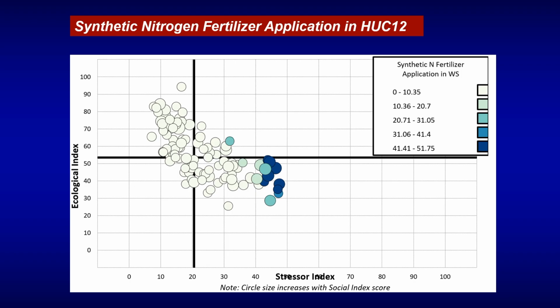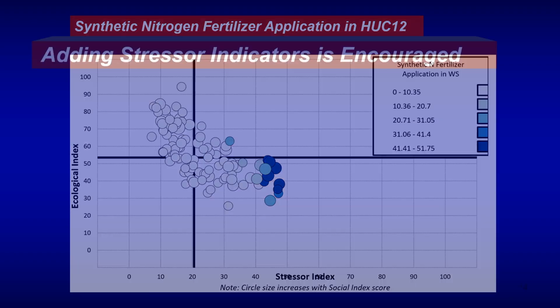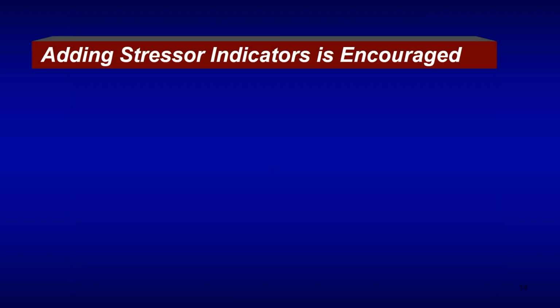Keep in mind that this exploratory technique of color coding by single indicator can be done on the bubble plot with any indicator in the tool, not just those used in the screening. Users should not feel limited to the indicator selection already in the tool. Adding more stressor indicators is encouraged where suitable data exist.